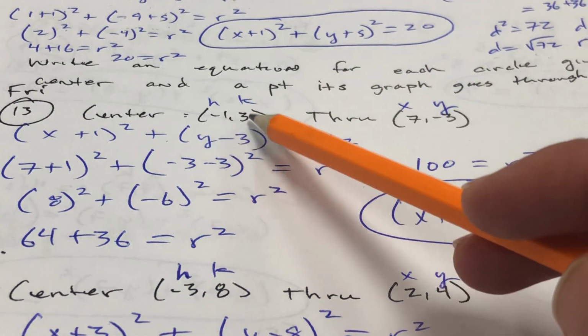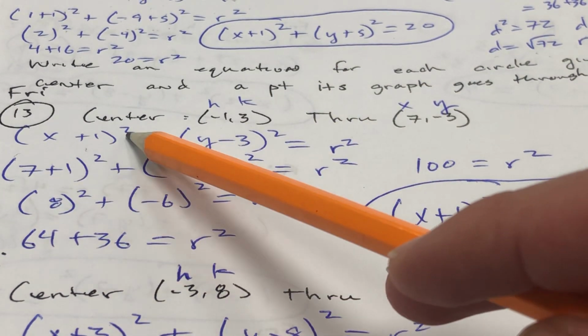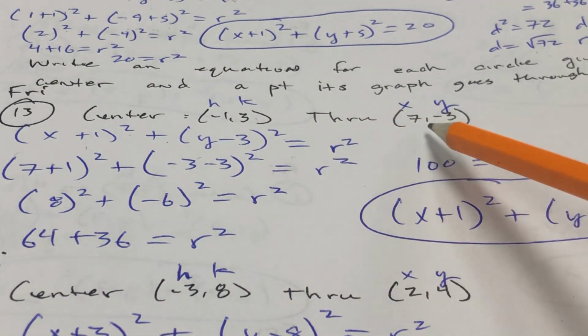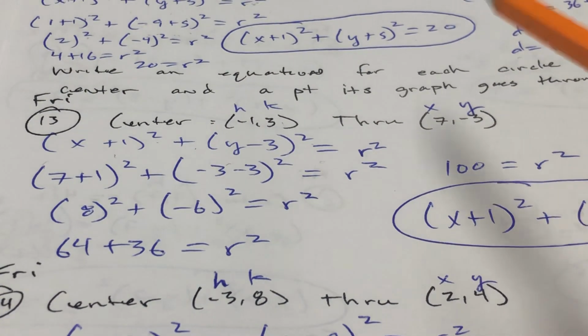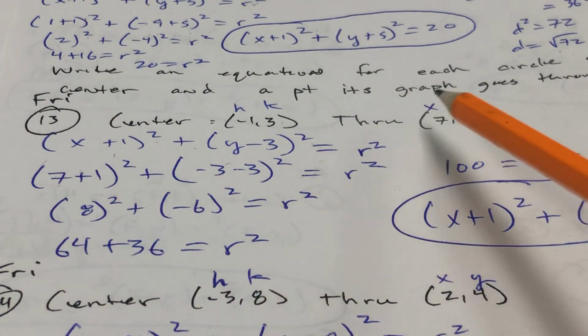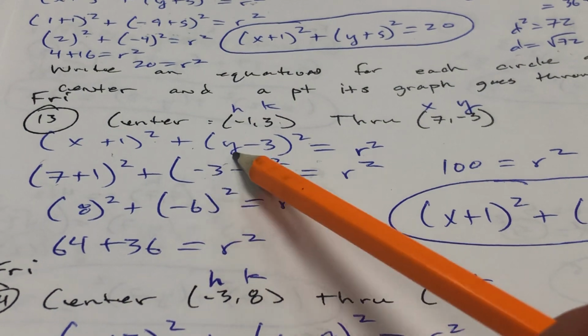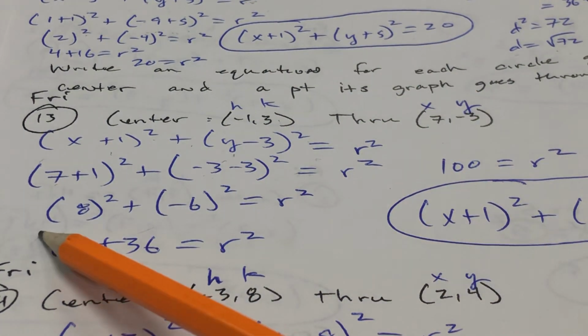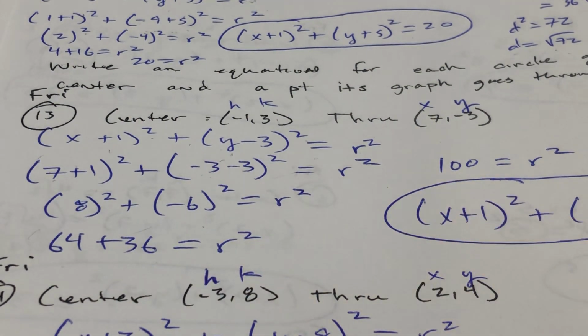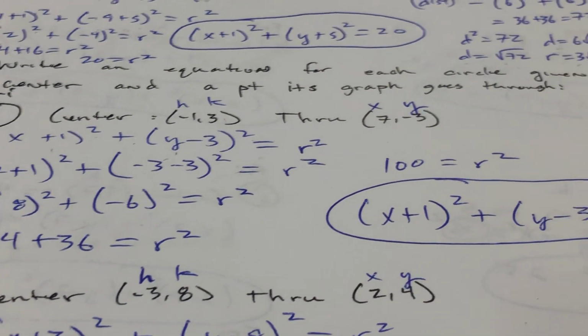So the center is negative 1, 3. So it's going to be x plus 1 all of it squared plus y minus 3 all of it squared is equal to r squared. All right, we're going to plug 7 in for x. I'm going to plug negative 3 in for y. I'm going to get 8 squared and a negative 6 squared. 64 and 36, that is 100. R squared is 100.